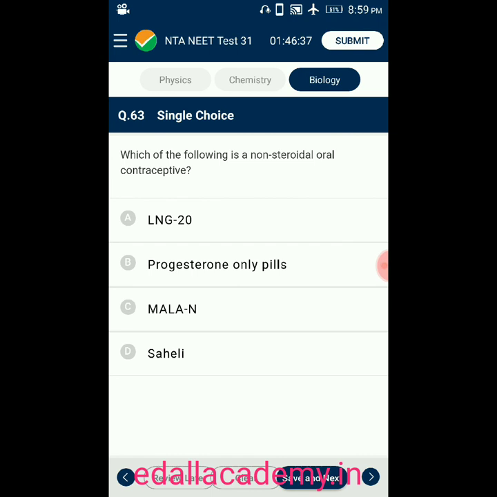Question number 63. Which of the following is a non-steroidal oral contraceptive? Saheli or Centchroman is a selective estrogen receptor modulator. It is a once a week pill with very few side effects and high contraceptive value. It was developed by scientists at Central Drug Research Institute, CDRI, in Lucknow, India. So the answer for this question is option D, Saheli.